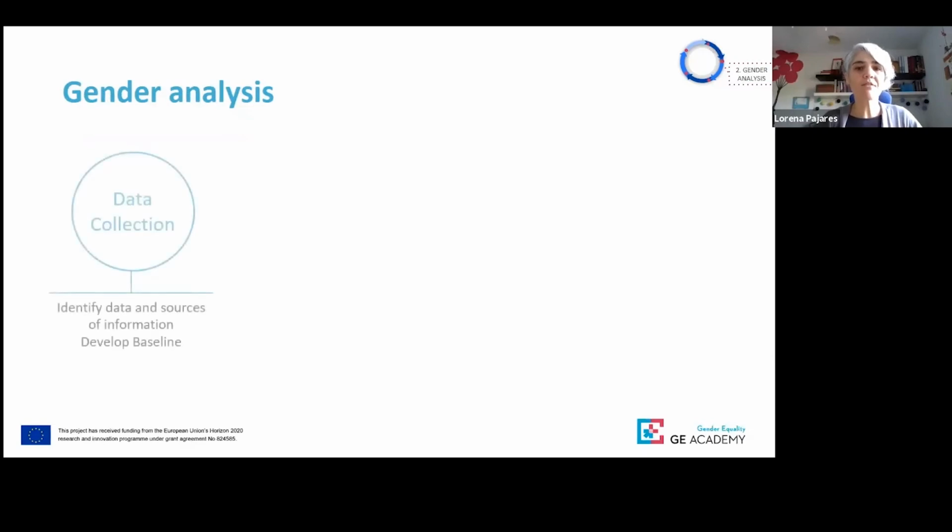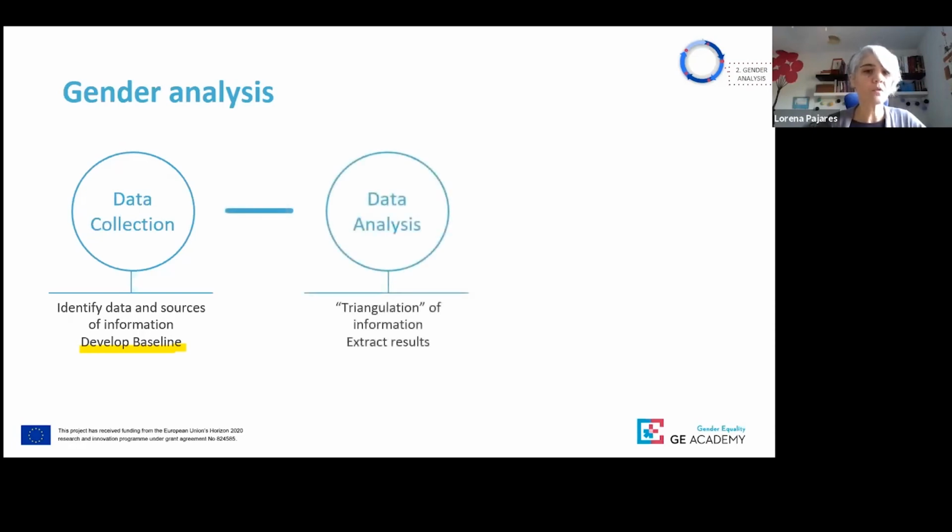Okay, so once we have our data, what is the next step? We have here the whole process. We have talked about the data collection, where we identify data and sources of information. And then what we should do is apply our data collection techniques and develop our baseline, okay, which is going to be our tool that will help us with the monitoring of results, giving us a picture of our starting point and how to monitor and evaluate it later. Then, second step, we need to do the data analysis to identify the differences and inequalities between women and men in our institution.